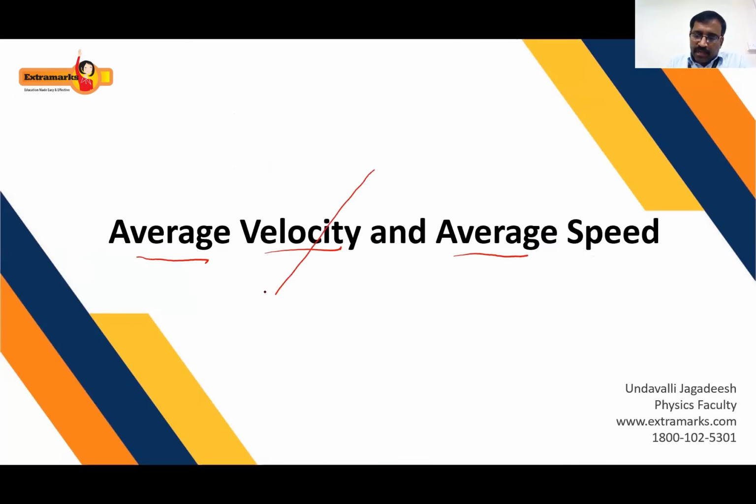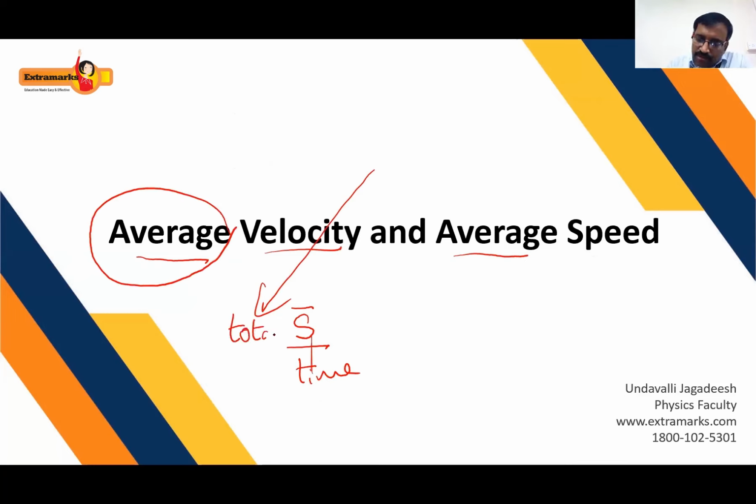Hello students, today we are going to discuss the average velocity topic in motion in a straight line. Let us start the session. First of all, as you know, velocity means displacement by time. But the average term includes the total. If somebody asks what your percentage is, what will you say? You will add all the subject scores and divide by the total. Then you will say average, like that only.